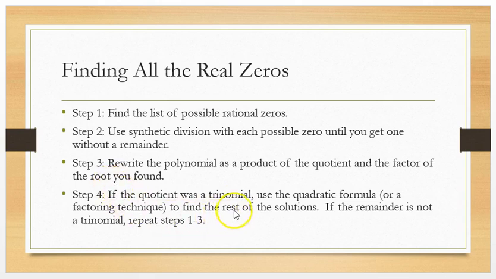Hopefully, at that point, you will just have a trinomial, as in like an x squared plus x plus a number. If that's the case, you can either use the quadratic formula to find the last two answers, or you might be able to keep factoring depending on the numbers.